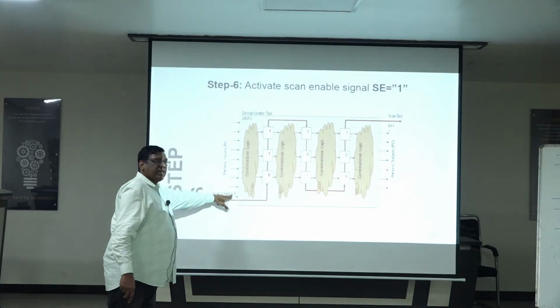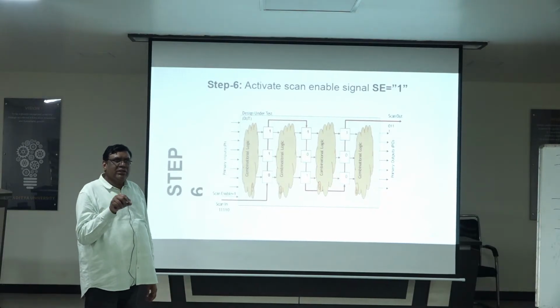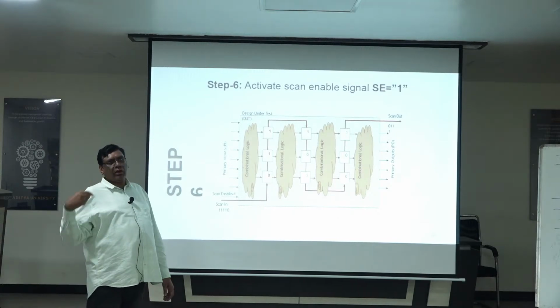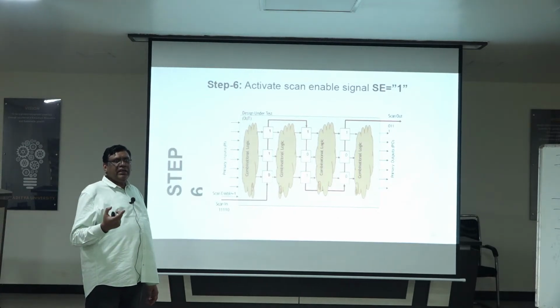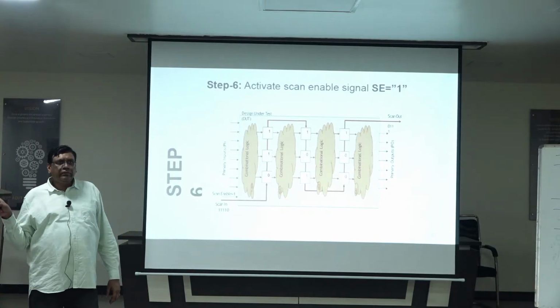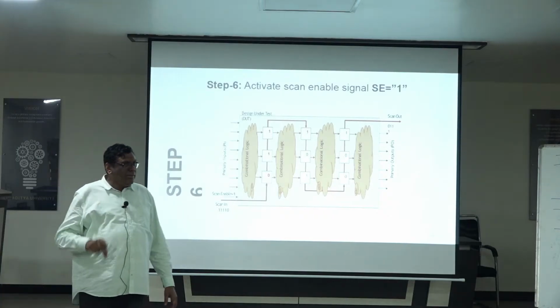Now it is shifting out. Now scan enable becomes 1. It is shifting out. Like that I can load any value onto the COM circuit internal to it, and I can read the value from the flops by making the flops behave as a shift register. It is a big shift register.